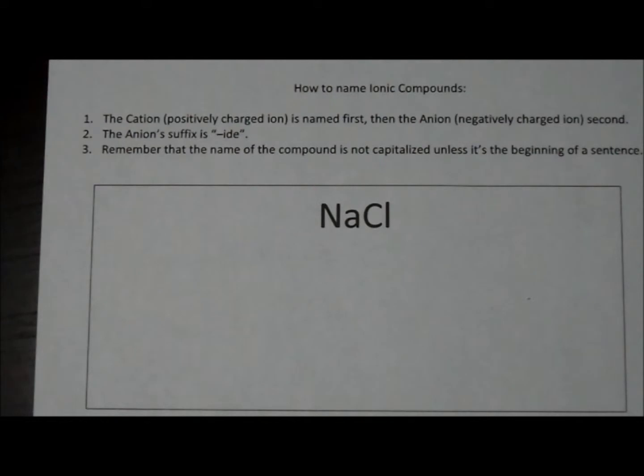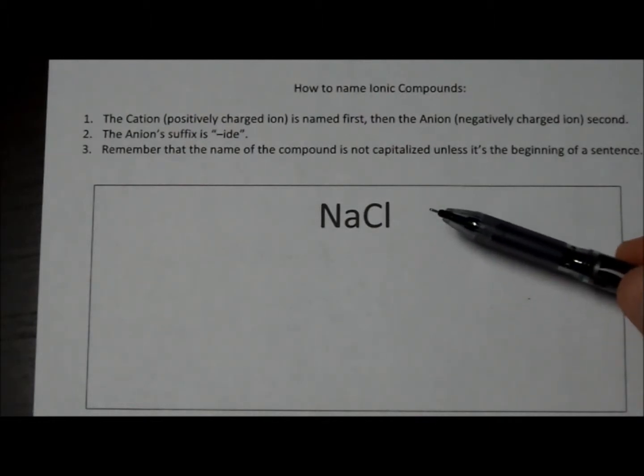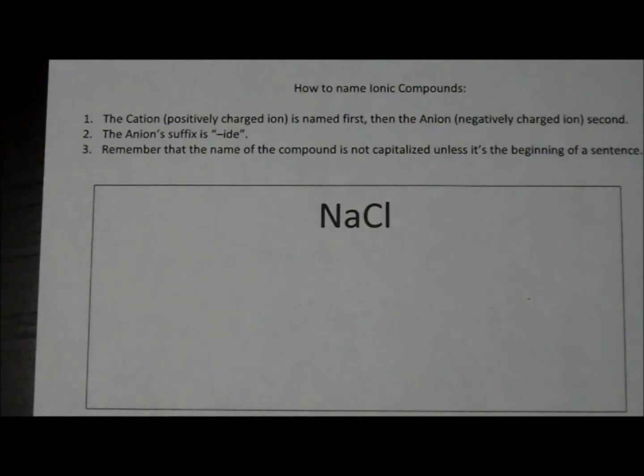When writing ionic compounds, you always have a cation, which is a positively charged ion, and an anion, which is a negatively charged ion. In this example, we have NaCl. Na, which is sodium, is a positively charged ion, and Cl, which is chlorine, is an anion, a negatively charged ion.